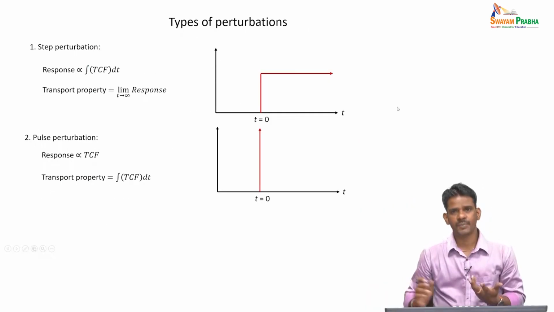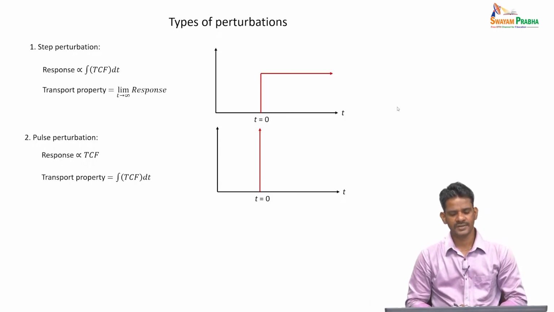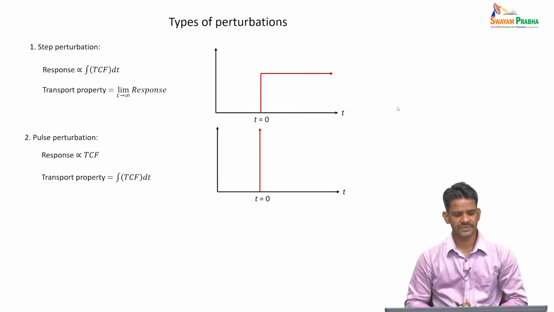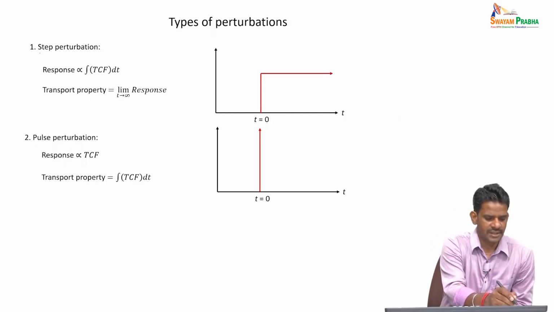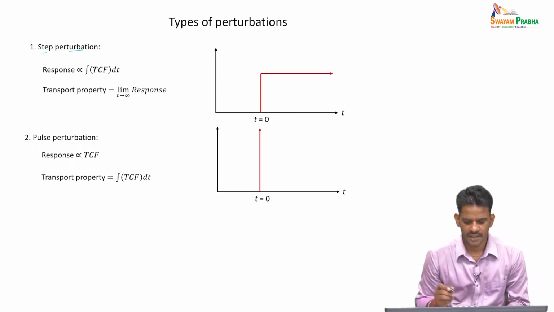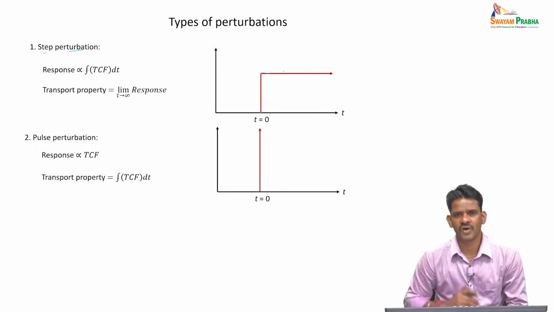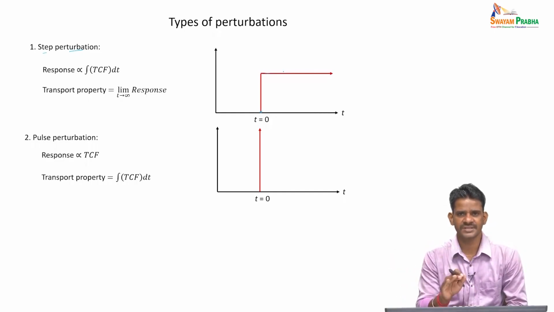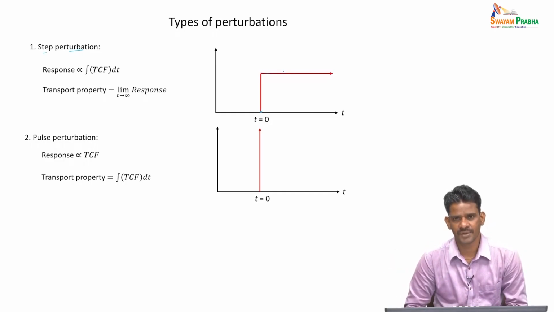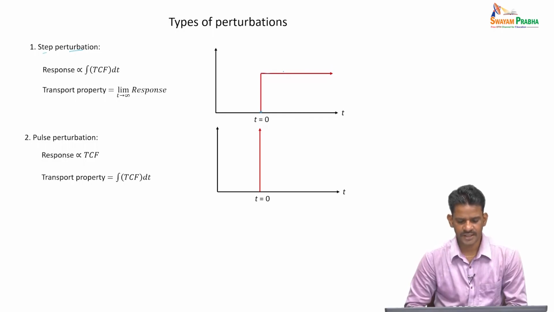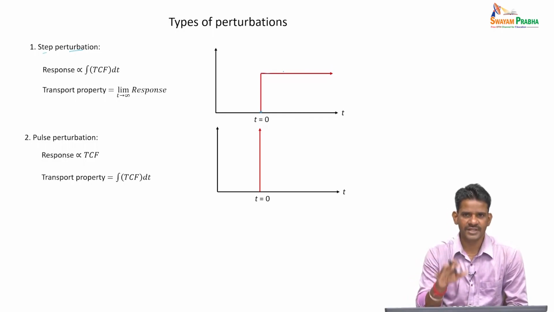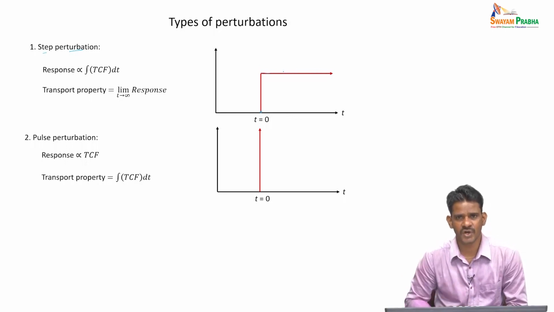Now, what kind of perturbations do we typically apply? There are different kinds of perturbations you can apply to the system. One is the step perturbation. What we do here is, at time t equal to 0, you give a perturbation and then keep it at the same value for a long time. The system is given a stepwise perturbation, and then once you apply this perturbation, you look at the system's response as a function of time from t equal to 0 onwards.